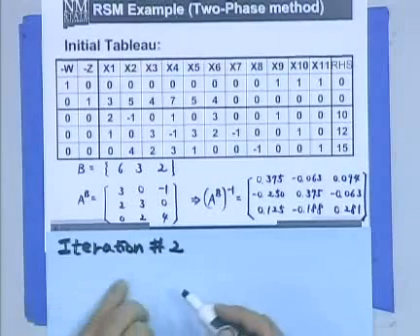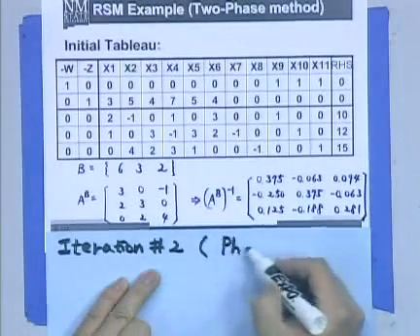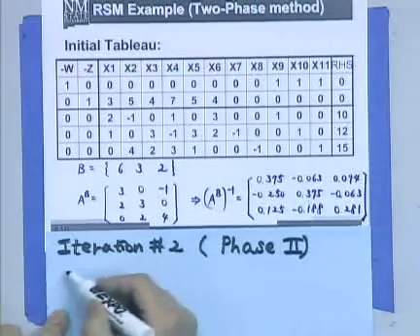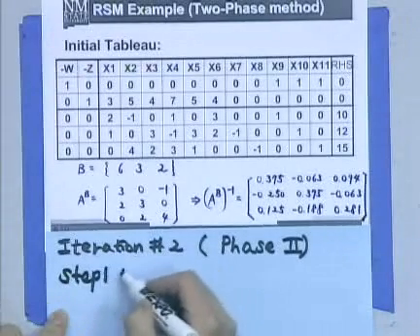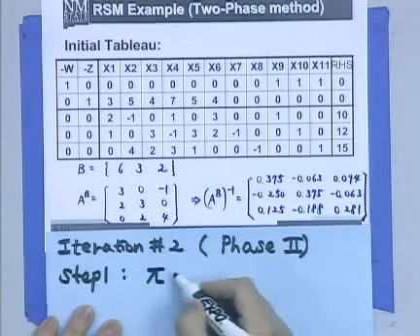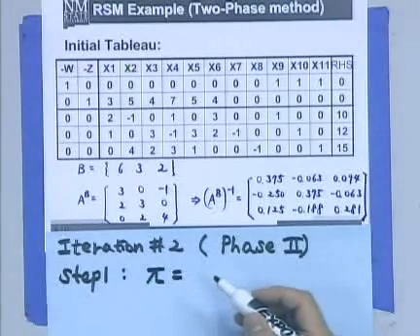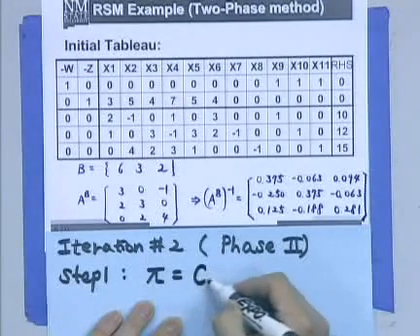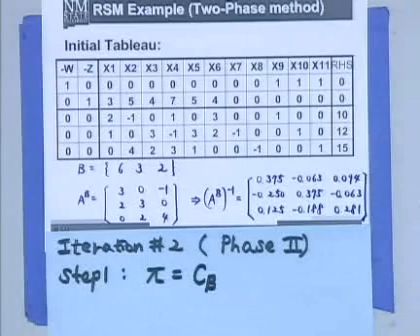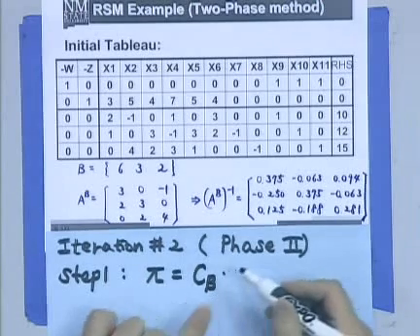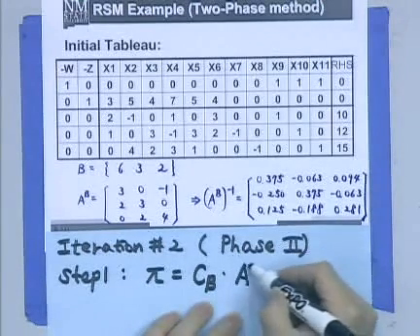Next, we are going to start the second iteration, number 2 of phase 2, right? And of course, the first step is to compute the simplex multiplier vector pi. So pi can be obtained by the objective coefficient vector corresponding to the current basis set times the basis inverse matrix, right?